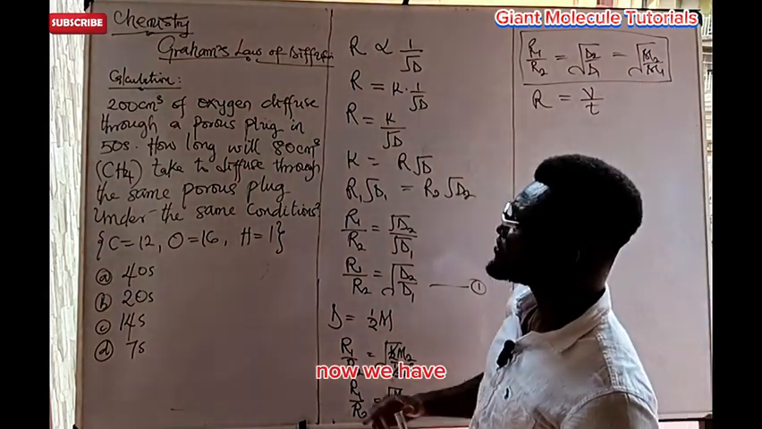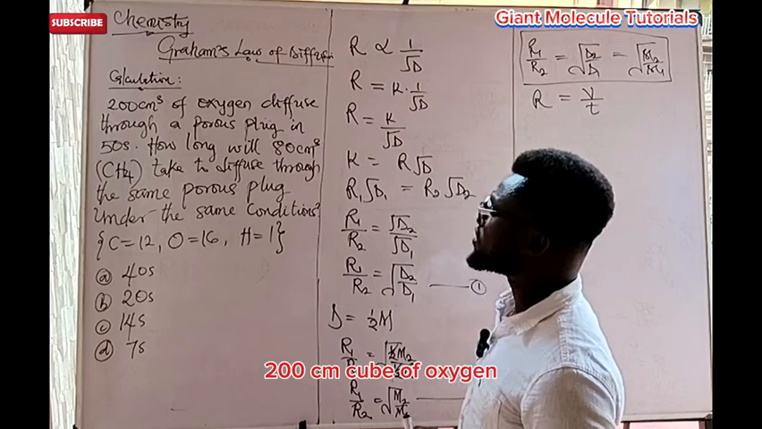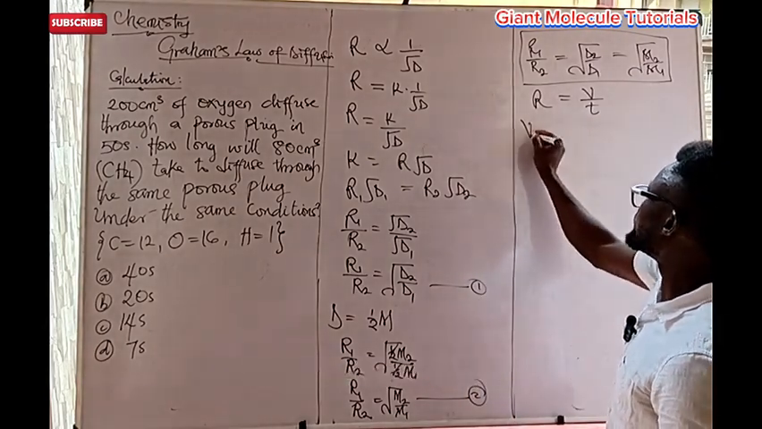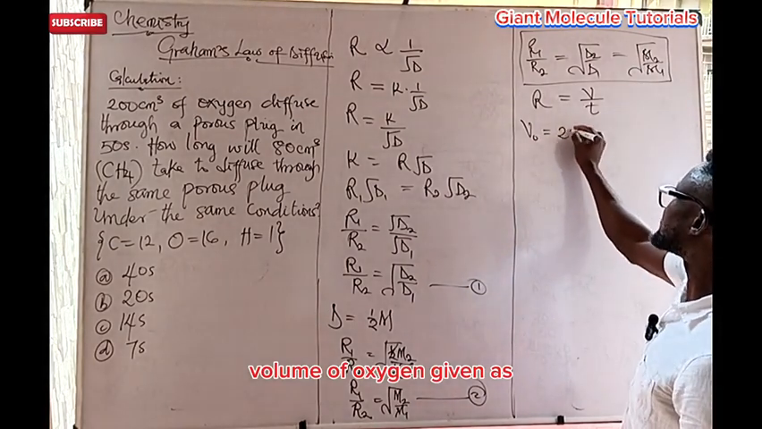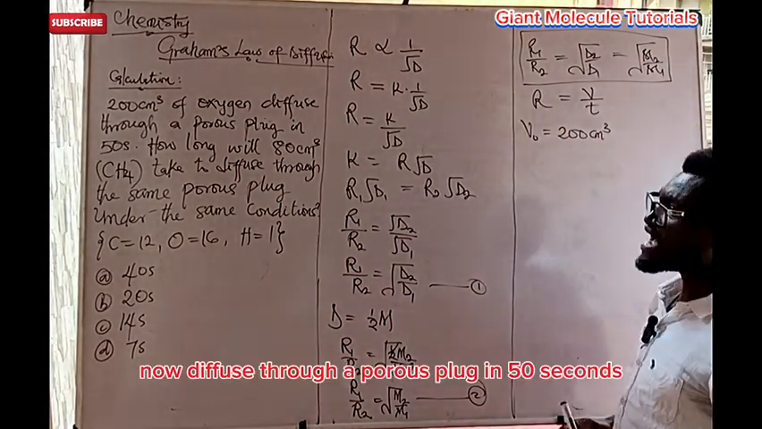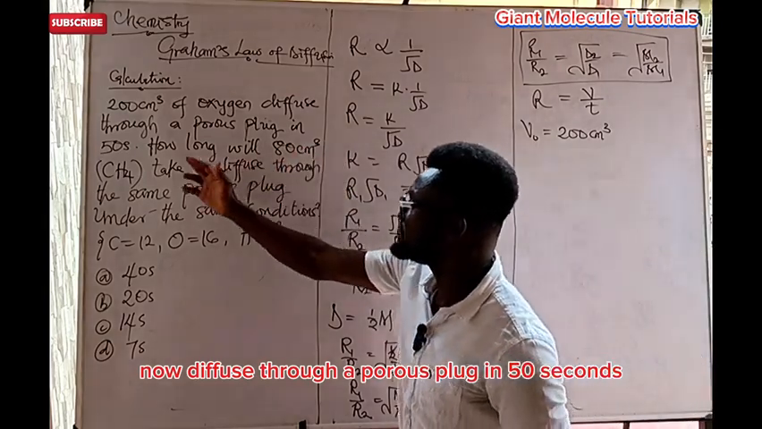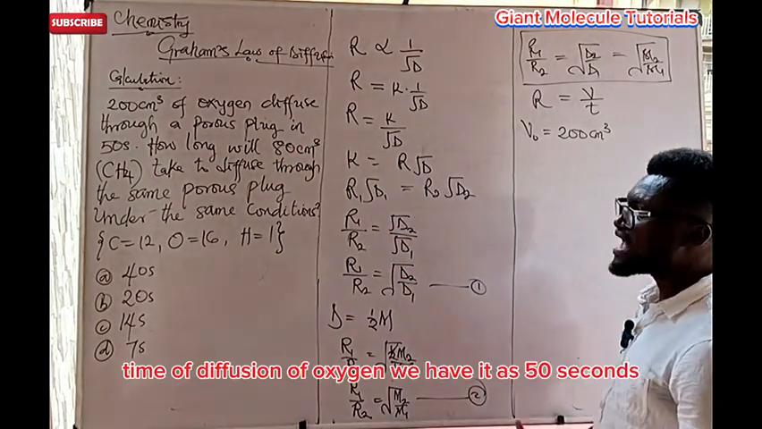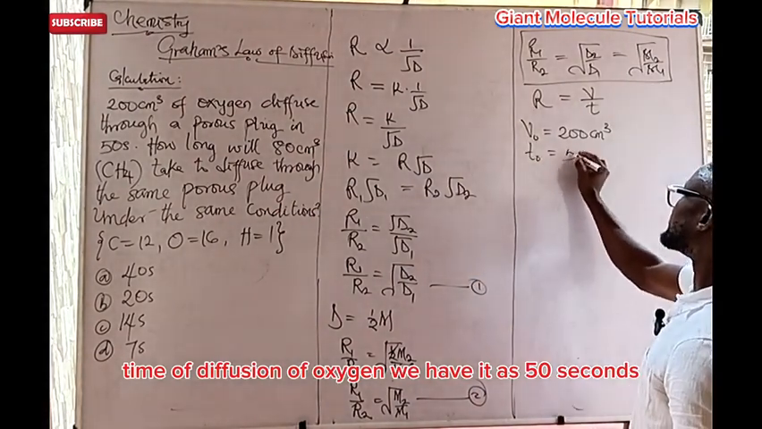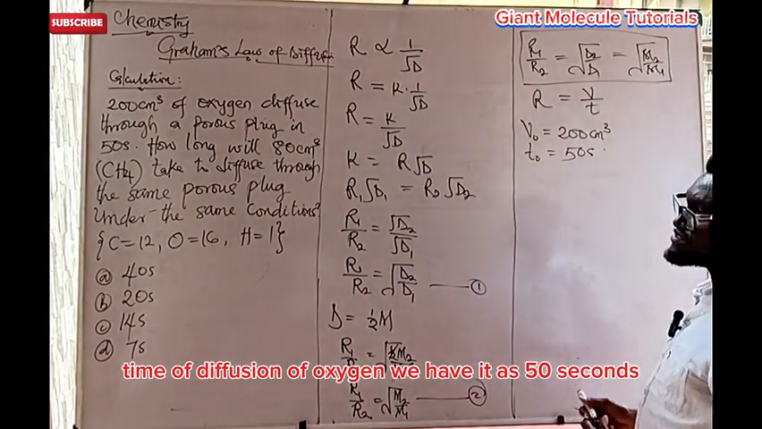Now we have 200 cm cube of oxygen. That's the volume of oxygen. Hence we have volume of oxygen given as 200 cm cube. Now, diffuse through a porous plug in 50 seconds. Time of diffusion of oxygen, we have it as 50 seconds.